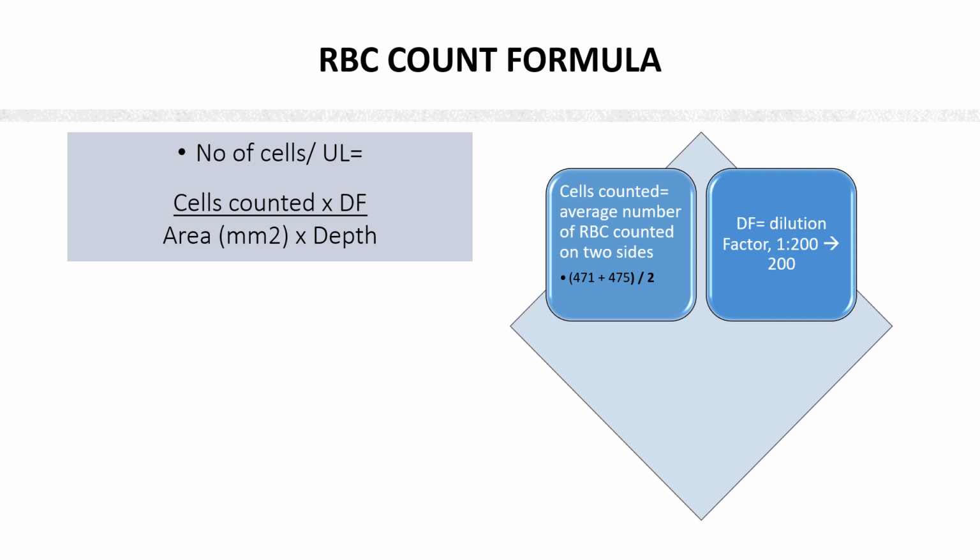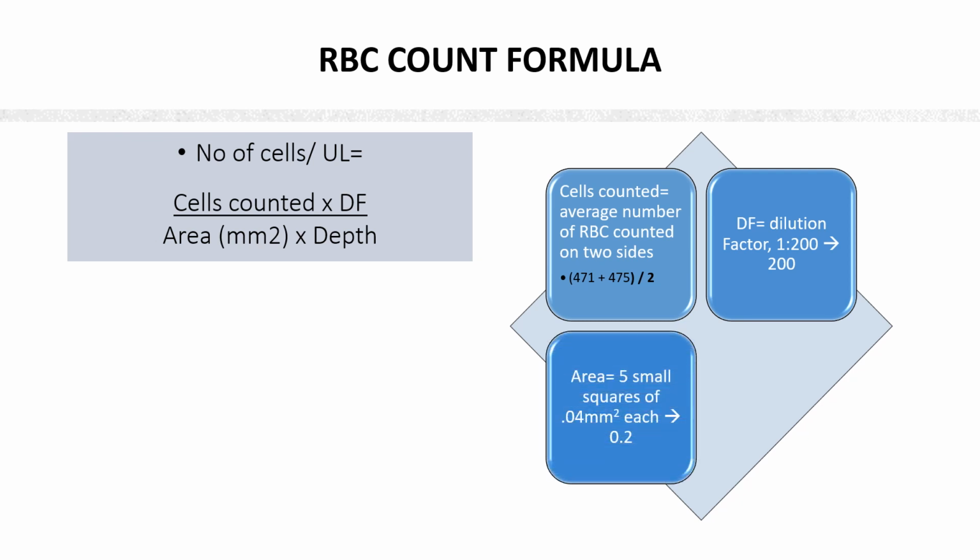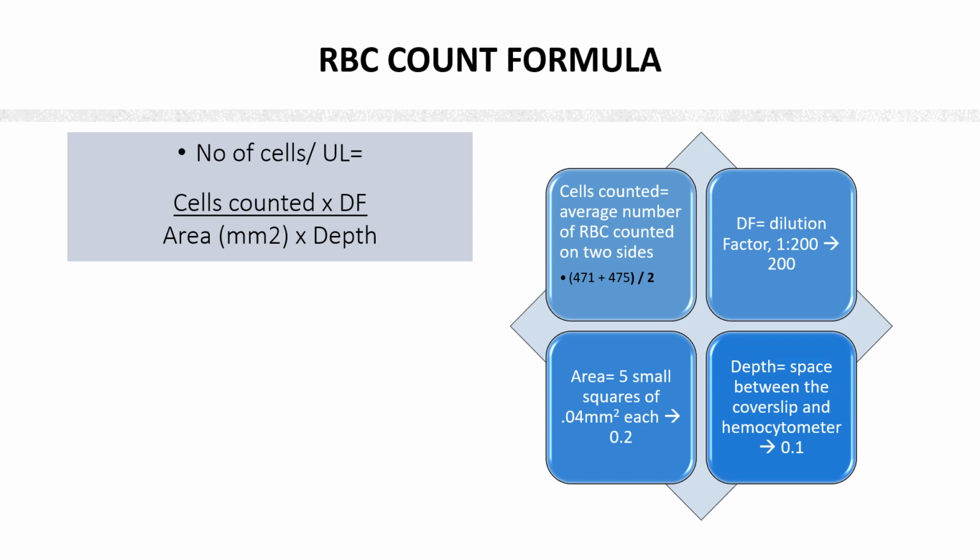If we use a 1:200 dilution, then our dilution factor is 200. Since we have used 5 intermediate squares with 0.04 square millimeters each, our area is 0.2. Depth remains at 0.1.